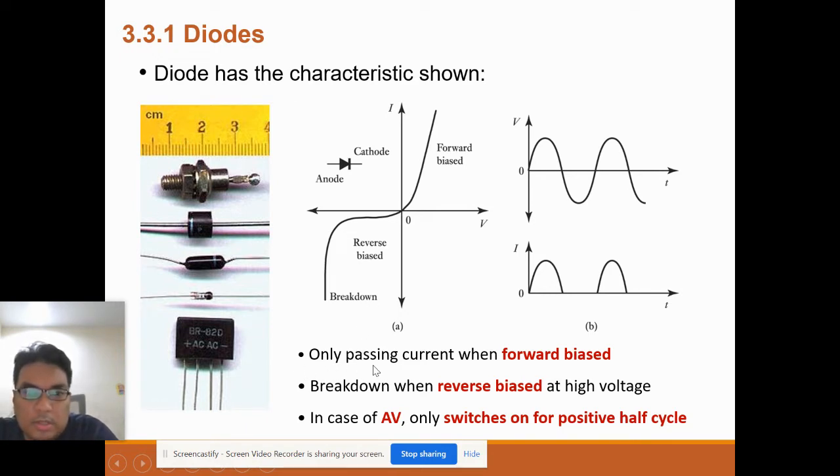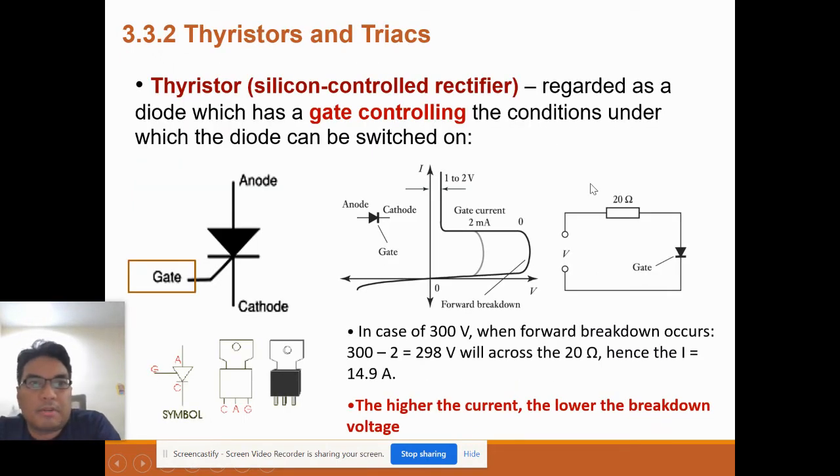So this diode only passes current when forward biased, only reacting to the positive forward bias. When reverse biased, there's no voltage or current supplied. It will break down when the reverse bias is at a high voltage. So that's the function of diodes too, as a protective device to avoid a negative voltage. In the case where we supply an alternating sine wave voltage, it can only switch on the positive half cycle. As it cannot react to the reverse bias, it can only generate at the positive half cycle.